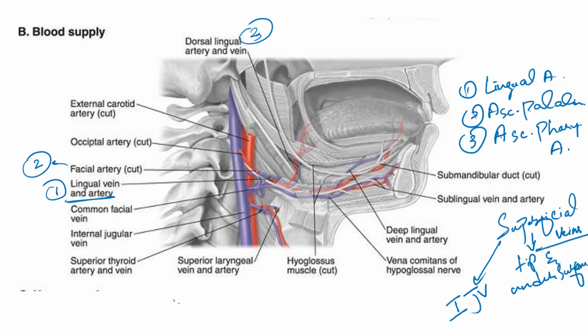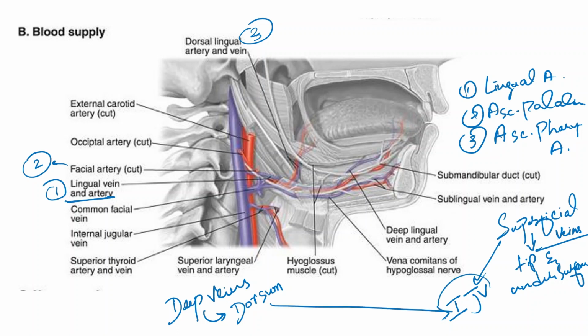There is also a deep group of veins. These deep veins drain the dorsum of the tongue. The venous blood from the dorsum of the tongue is seen accompanying the lingual artery, and they terminate again into the internal jugular vein. So I repeat, the venous drainage of the tongue is mainly by two sets of veins, that is the superficial veins and the deep veins.